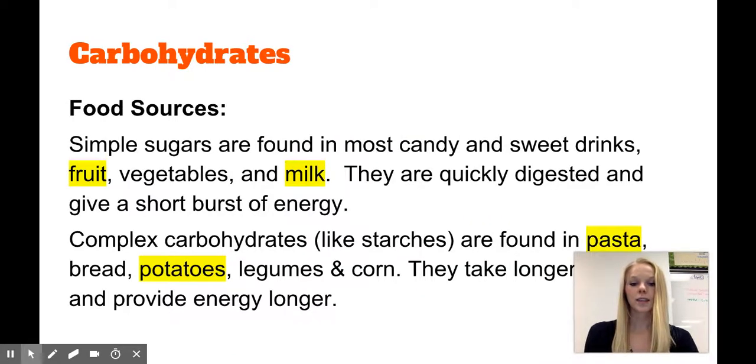Foods that contain simple sugars are things that you think of as sweet, like candy and fruit. Also, other food items like vegetables and milk. They are quickly digested and can provide a short burst of energy. Foods that contain complex carbs are things like bread and corn. Complex carbs tend to take longer to digest, and they can provide energy longer than just sugar.